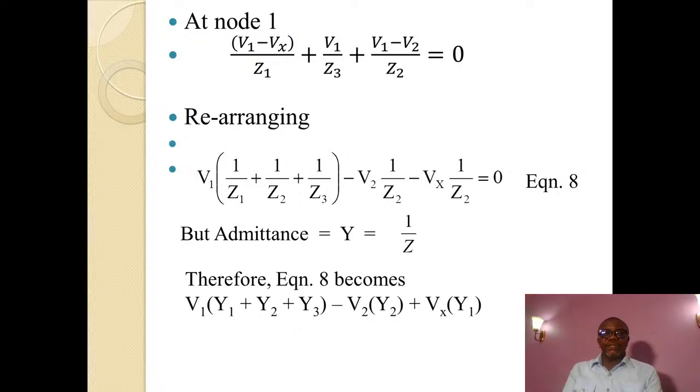But if you look at that, you see that it appears as an admittance because we know that the inverse of impedance is called admittance, denoted by Y.